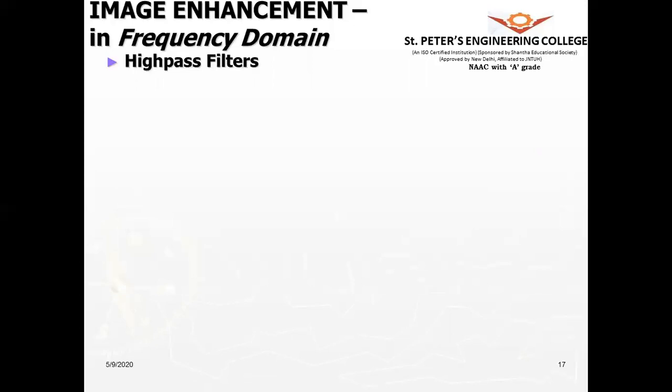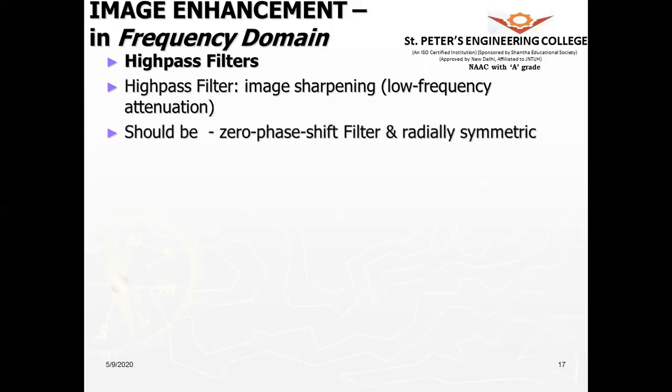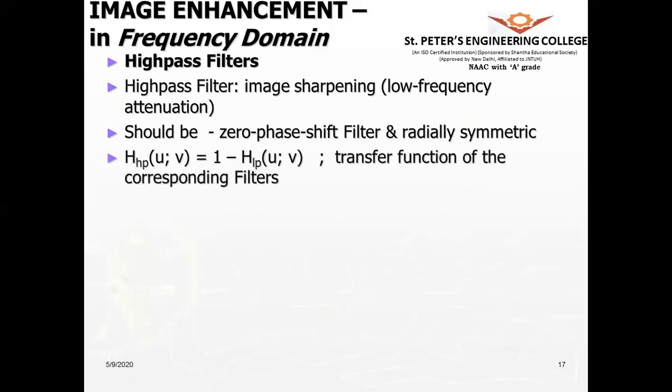Next, the high pass filter. As I had said, the high pass is for image sharpening. So therefore, it should have a zero phase shift and it should be radially symmetric. And also you can obtain the high pass filter with this equation, 1 minus the transfer function of a low pass filter. This also results in a high pass filter.